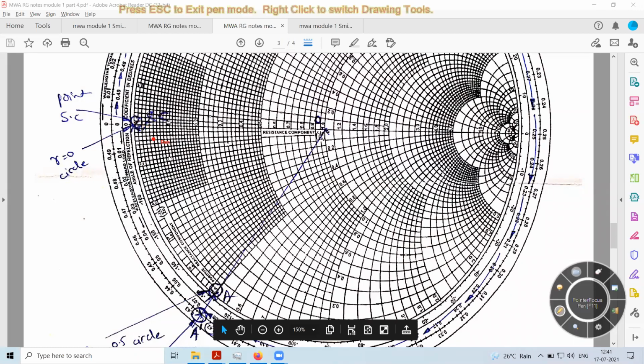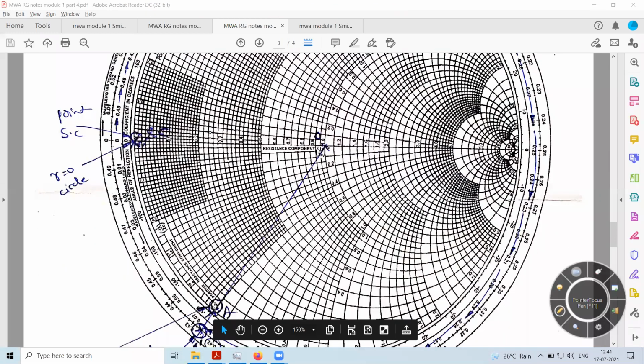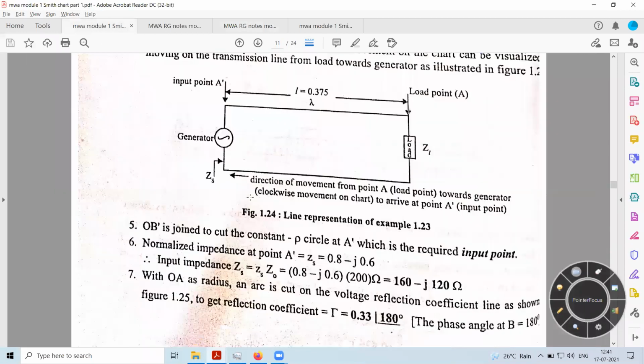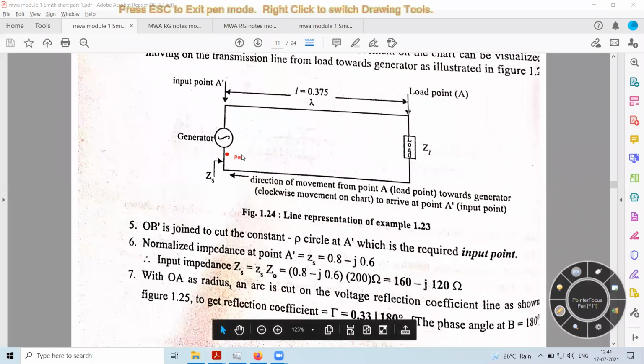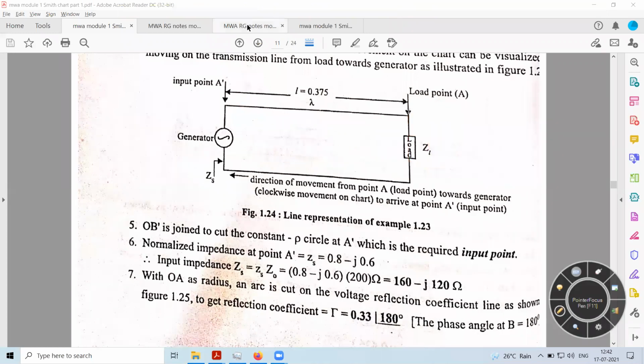On the Smith chart, I know the load point is this and the generator point, that is the point A, is located over here, which is associated with the input impedance. To estimate the length, there are two ways. One is to move from the input end towards the load. Or else, since we know this is a short circuit and where the short circuit point is on the Smith chart, I move from the load towards the generator. In both cases, you should get the same value.